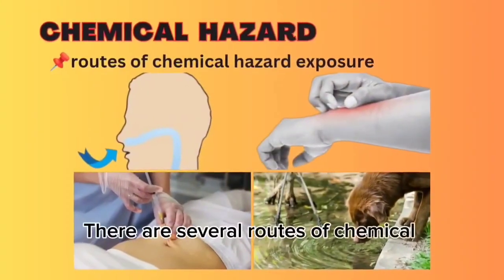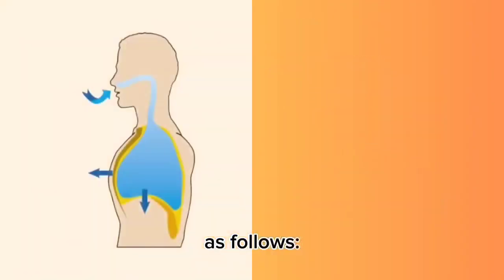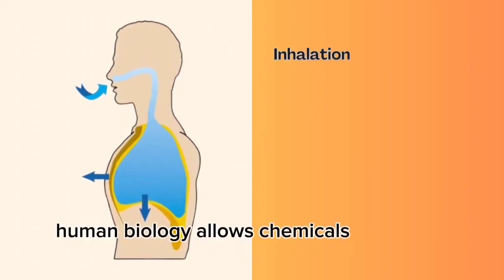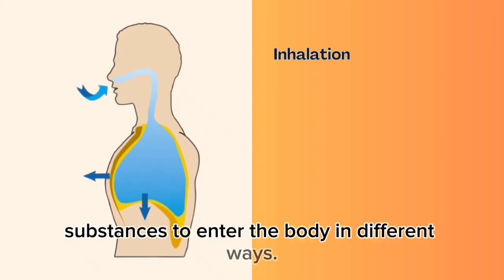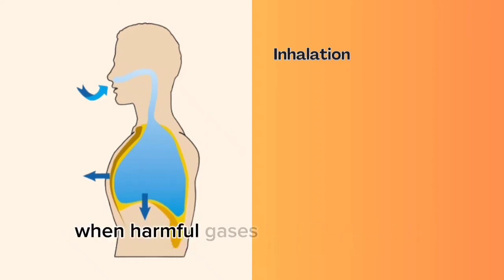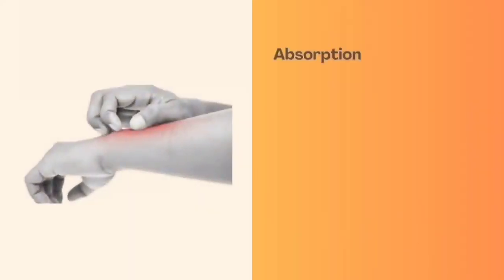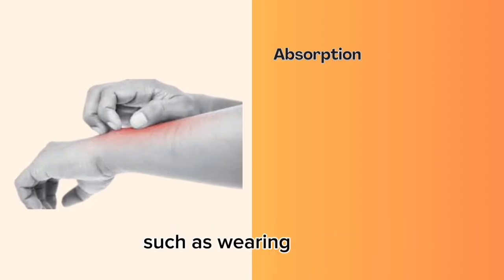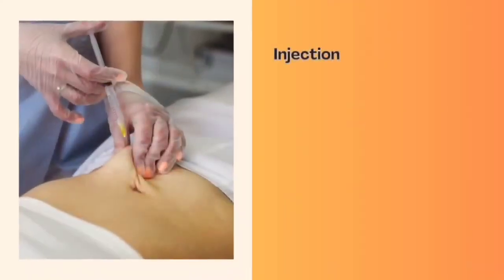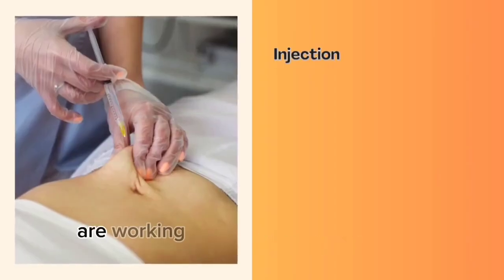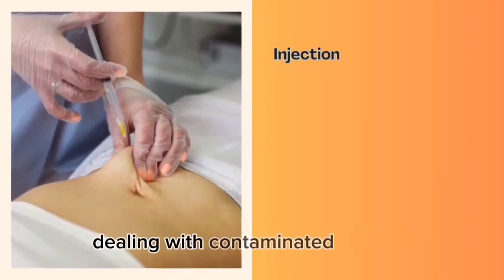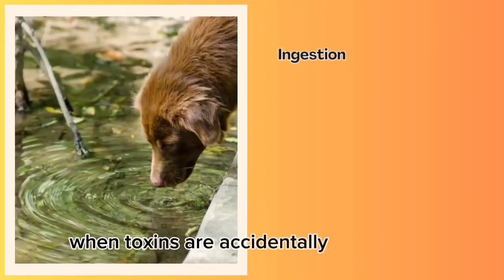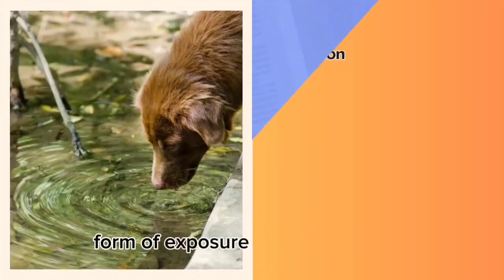There are several routes of chemical exposure as follows. Inhalation. That is breathing in toxic vapors or small chemical particles. Human biology allows chemicals and other toxic substances to enter the body in different ways. The most common is inhalation when harmful gases are present in the atmosphere. Absorption, such as direct exposure to the skin by touching a chemical substance without any protection, such as wearing gloves. Injection of a hazardous chemical or contaminated substance is possible if employees are working in laboratories or medical facilities dealing with contaminated needles and other infectious materials. Ingestion. That is when toxins are accidentally swallowed, but it is a less common form of exposure in the workplace.